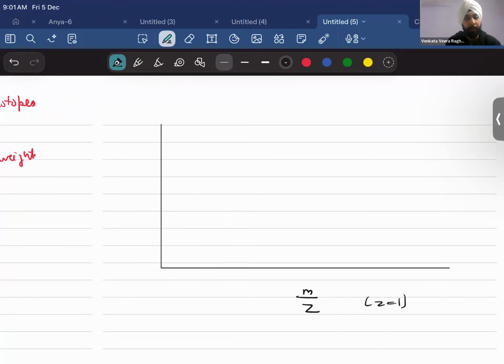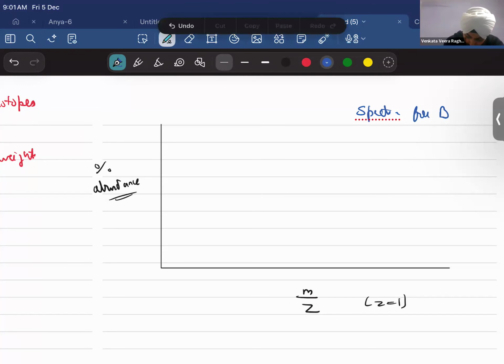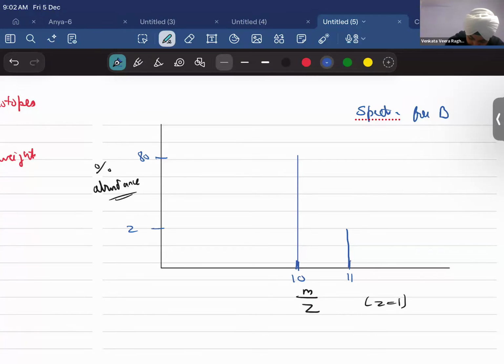But yes, on the x-axis it is an m/z ratio, not only the mass. And here they can give you the percentage abundance on the y-axis. Let me say that this is a spectra for boron. So it will look something like this. I am writing here 10, I am writing here 11. This is, let's say, 80%, and this is, let's say, 20%.